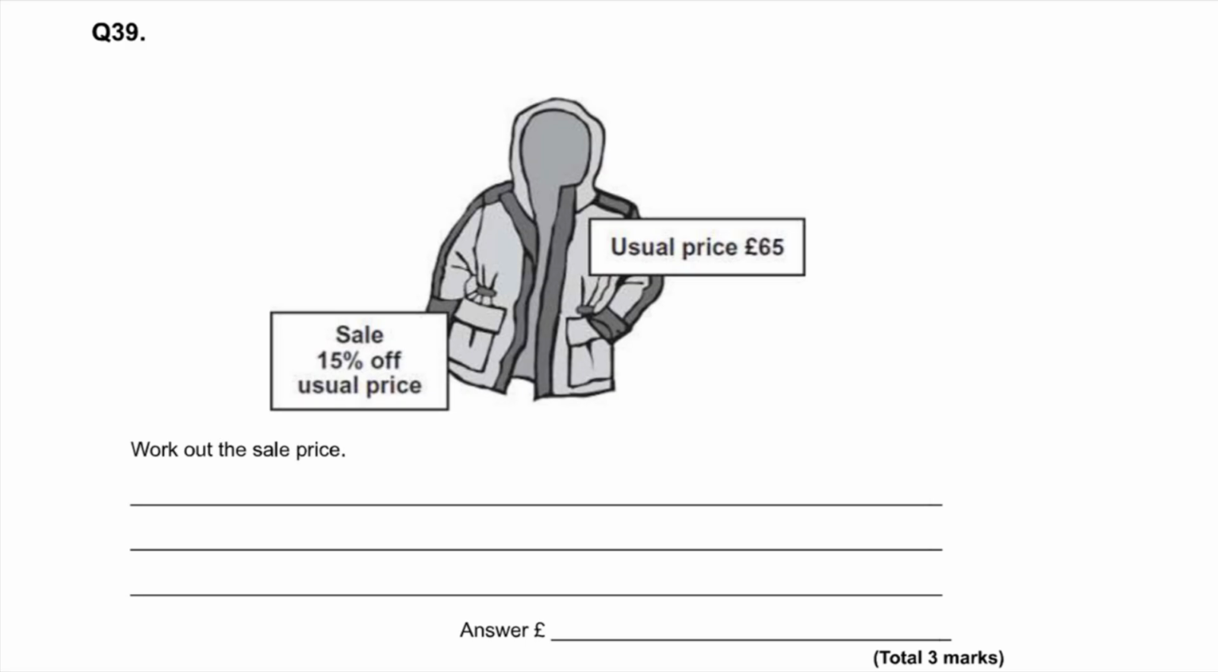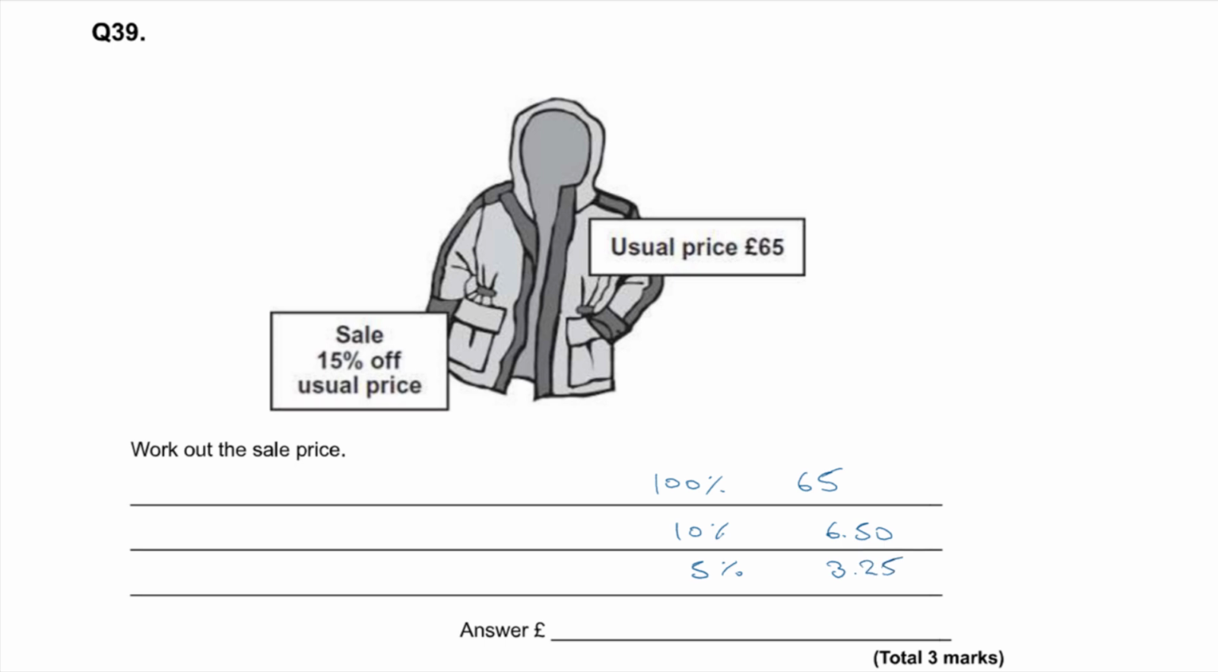Question 39. The usual price for that jacket is £65. The sale is 15% off the usual price. Work out the sale price. Okay, so 100% everything is 65. We want to work out 15% and take it off, don't we? Because it's 15% off. So what's 10%? That is £6.50, and then 5% is going to be half of that. That's going to be £3.25.